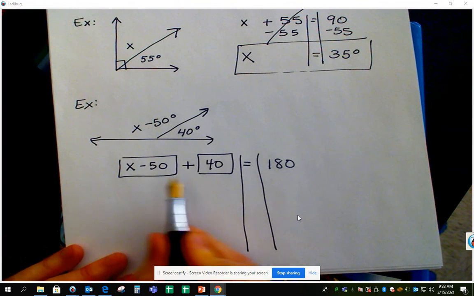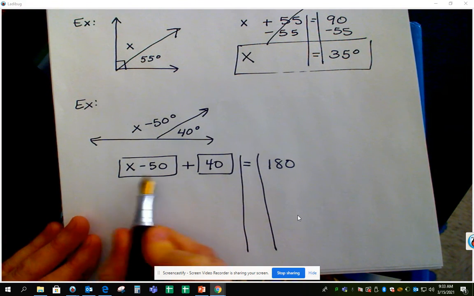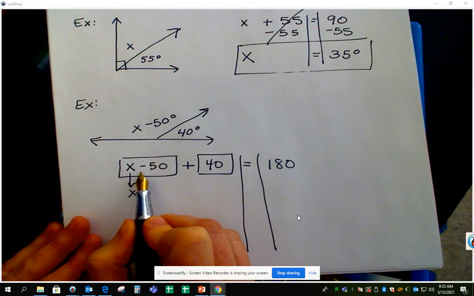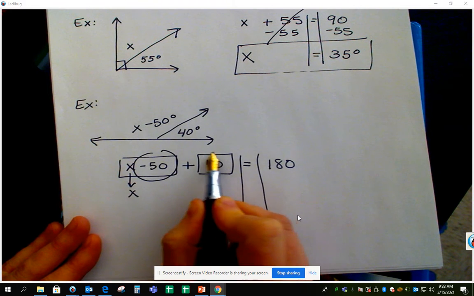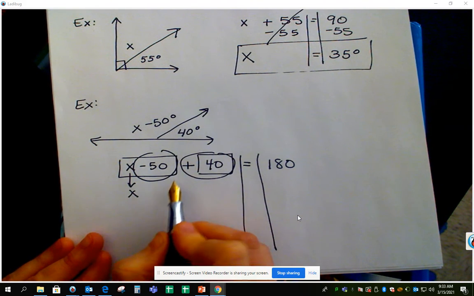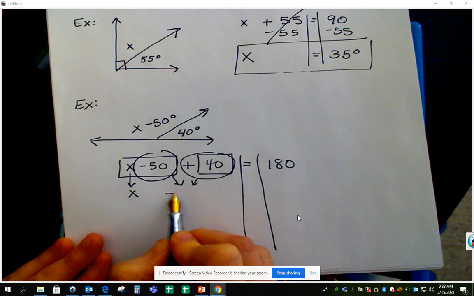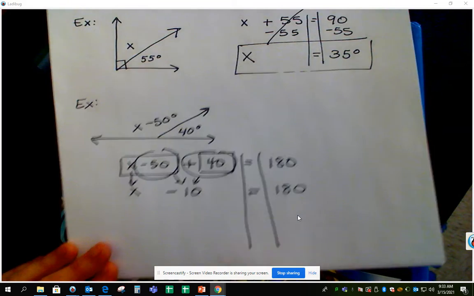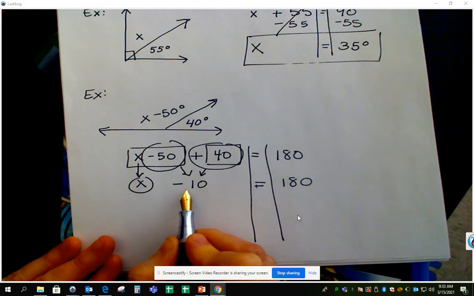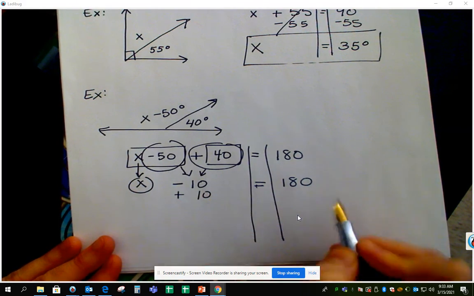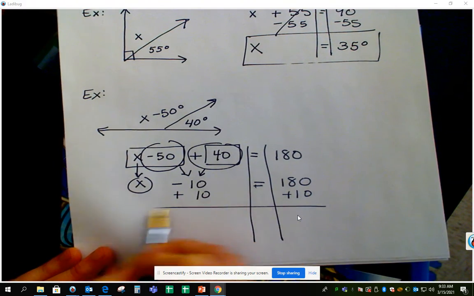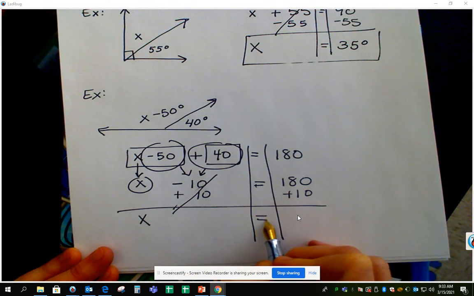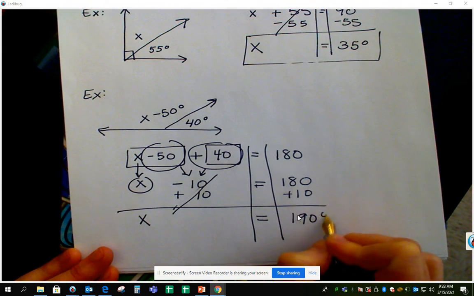Then I'm going to look on my left side for any like terms I can combine. There's nothing with the x, so it's going to come down. But I have negative 50 and I have positive 40. So that would make together negative 10. Remember how that works? Equals 180. And then to get x all by itself, I need to do the opposite and add 10 to both sides. So x, and this would cancel, equals 190 degrees.